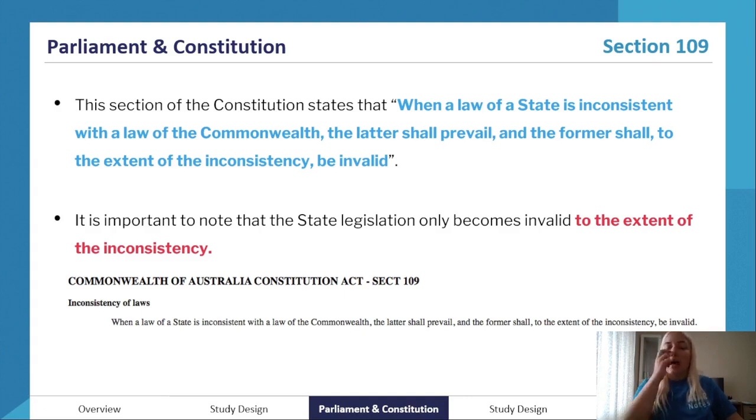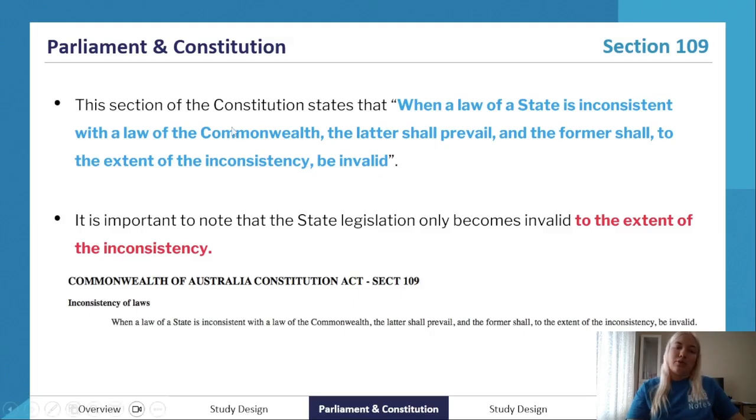So this is saying that when a law of a state is inconsistent with the law of the Commonwealth, the Commonwealth law will continue to operate. Because it makes perfect sense, Commonwealth law should be superior over a state level law. And the state law is abolished, or it's gone, but only to the extent of the inconsistency. So only the part of the state law that contradicts the Commonwealth law will be abolished, and the rest of it will operate as usual. We only care about there being no contradictions. If there is a contradiction, the Commonwealth is superior and their law will prevail.